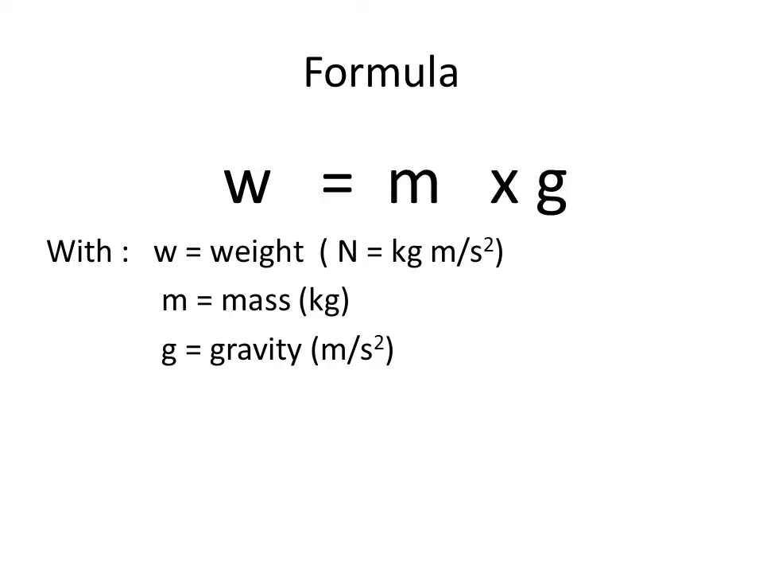This is the formula to calculate the force. W equals m times g, with W equals weight. So the unit is Newton, equals kilogram meter over second power of 2, and m is mass, the unit is in kilograms, and g means gravity, the unit is meter over second square.